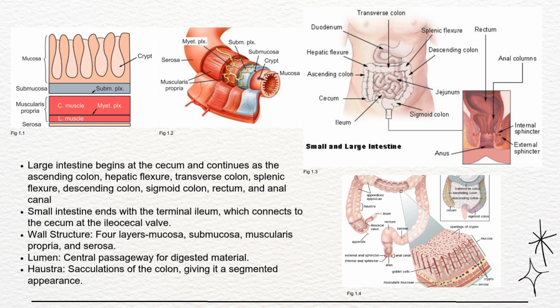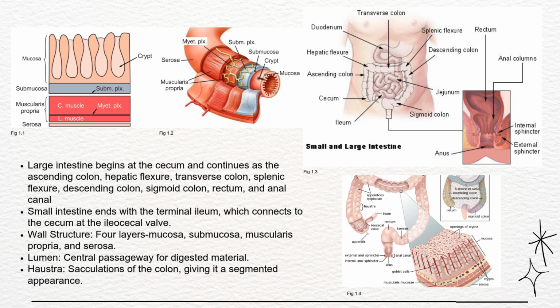So the large intestine begins at the cecum, which is the right lower quadrant, and then continues to the ascending colon, the right lateral, the hepatic flexure, which is the right upper quadrant, the transverse colon, which is superior and horizontal, the splenic flexure, which is the left upper quadrant, the descending colon, which is the left lateral, the sigmoid colon, which is the inferior and medial, the rectum, which is the most distal, and then the anal canal. Your small intestine ends with the terminal ileum, which connects to the cecum at the ileocecal valve.